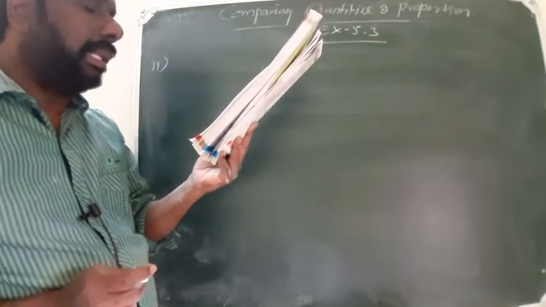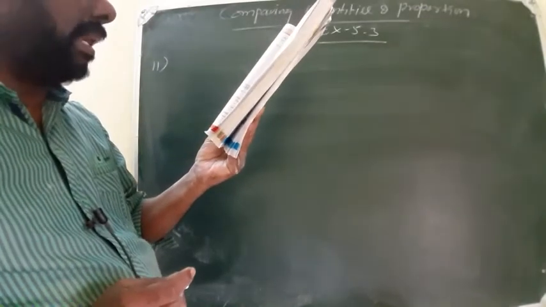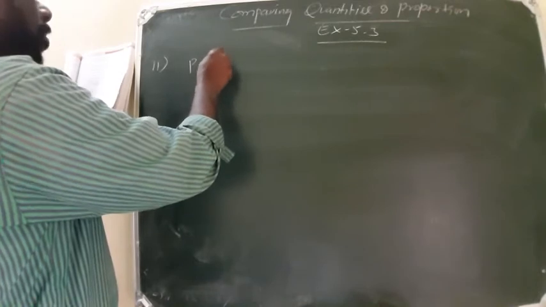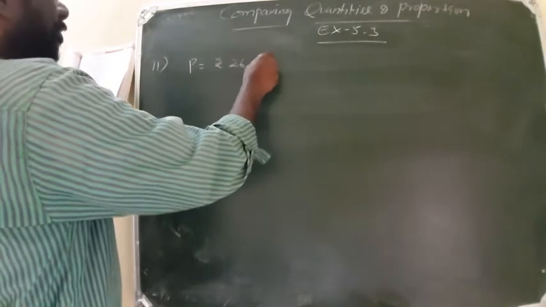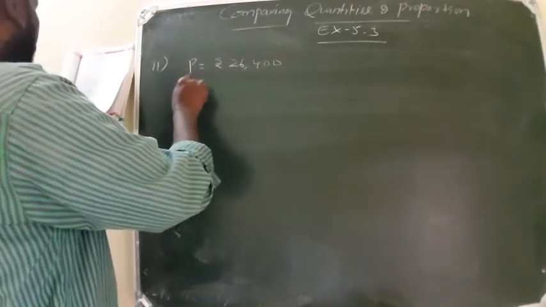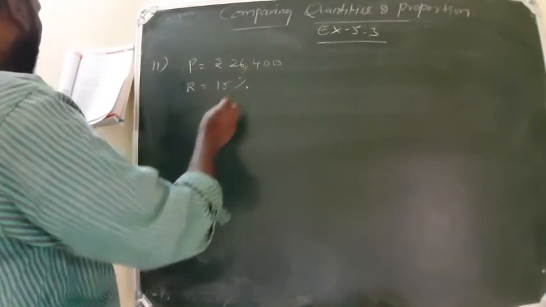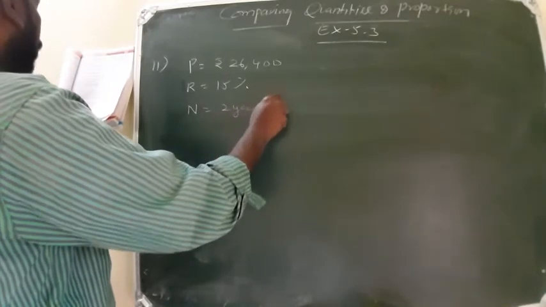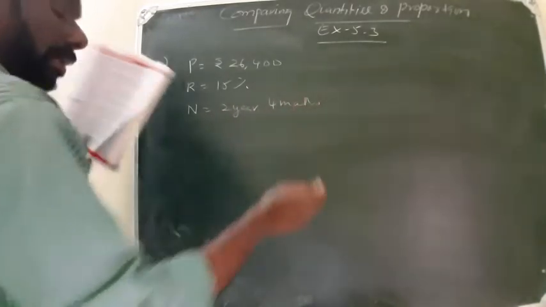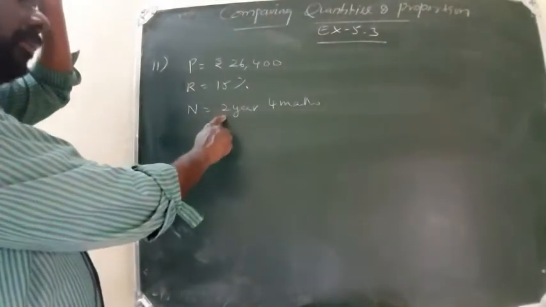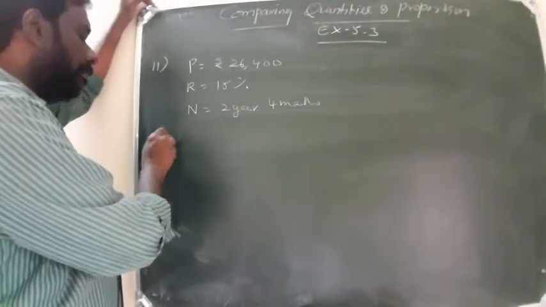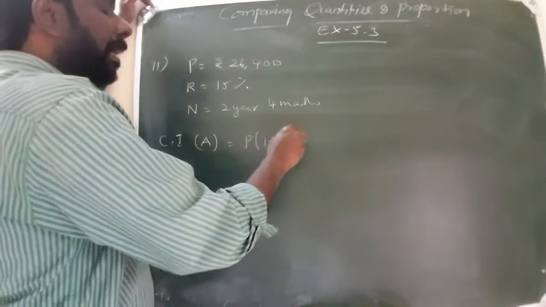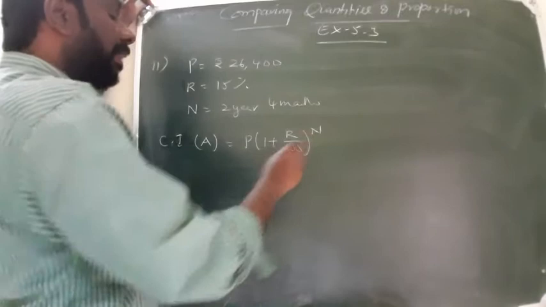Okay. Here 15% per annum compounded yearly. So compound interest. Principal is given here rupees 26,400. Rate will be 15%. Time will be 2 years 4 months. So first you have to find 2 years compound. According to compound interest amount, you have to find up to 2 years. P into 1 plus R by 100 whole power n.